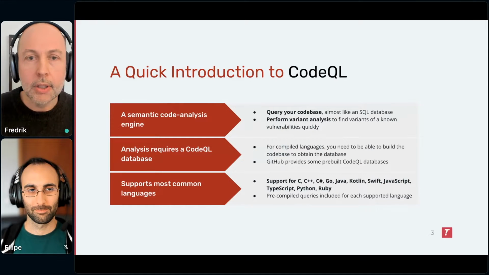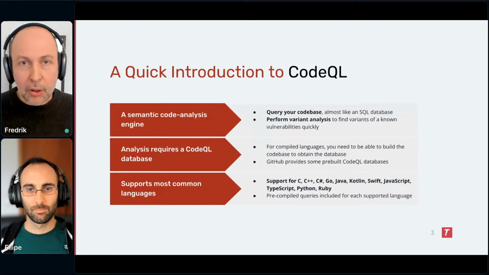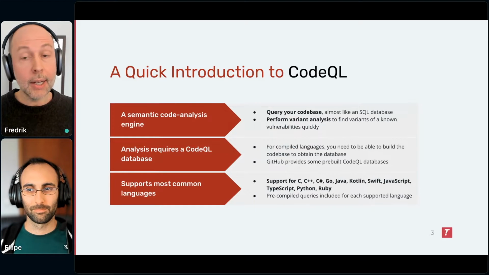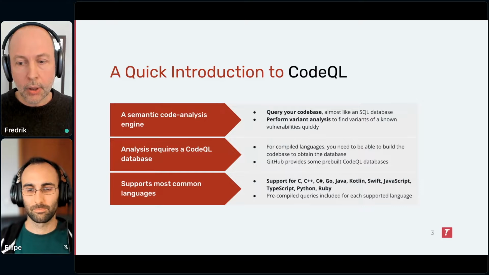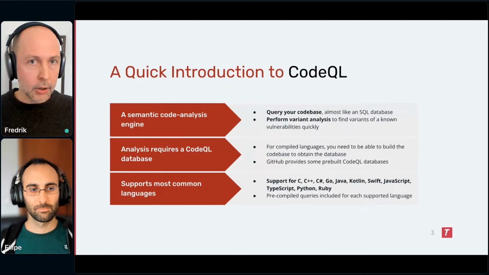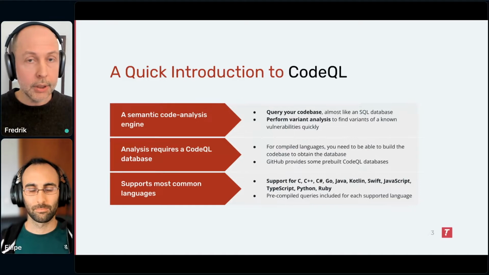Okay, so let's get started with CodeQL. I think most of you probably know something about CodeQL, since you're already here. CodeQL is a code analysis engine. To use CodeQL, you need to build a CodeQL database. You can think of this as a huge SQL database that you can query about your code. This database contains all the semantic information about your code base, and you can then run queries on your code base and find security issues.